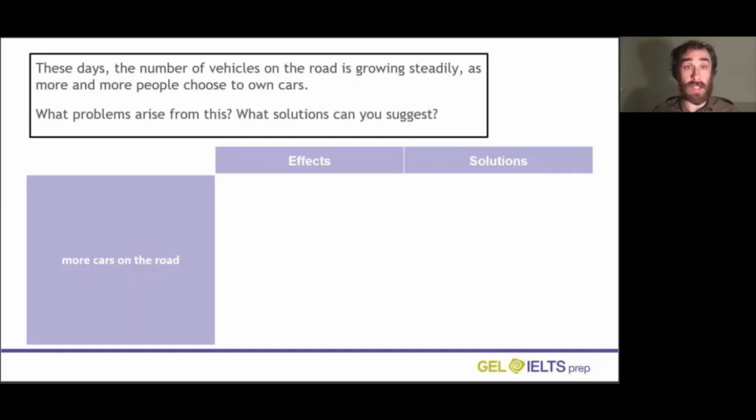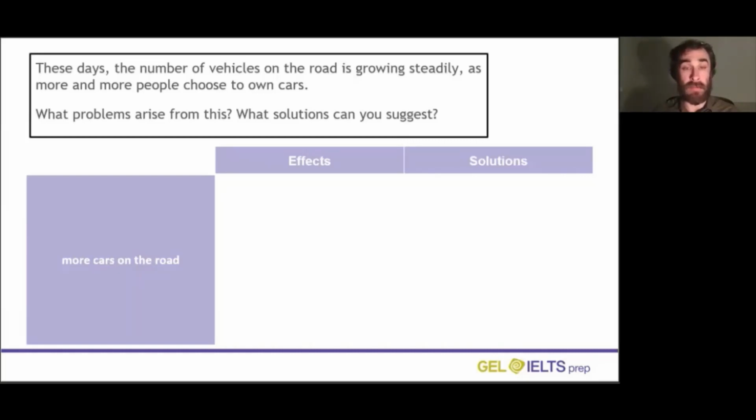So let's read this question again. It's the question about cars. These days, the number of vehicles on the road is growing steadily as more and more people choose to own cars. What problems arise from this and what solutions can you suggest? So we have to do two things. We have to think of the effects or consequences of people having more cars, and we need to propose a solution to each of those problems. So for every effect we think of, we should think of a solution that matches it.